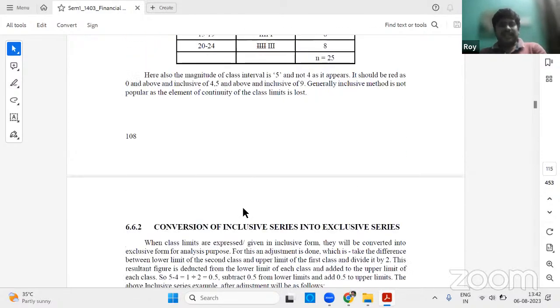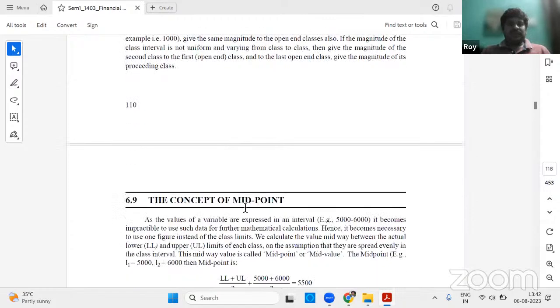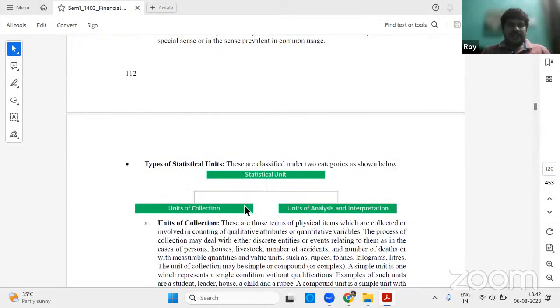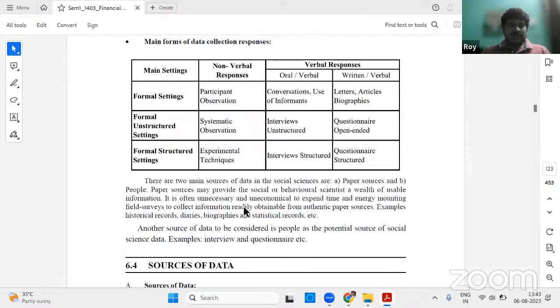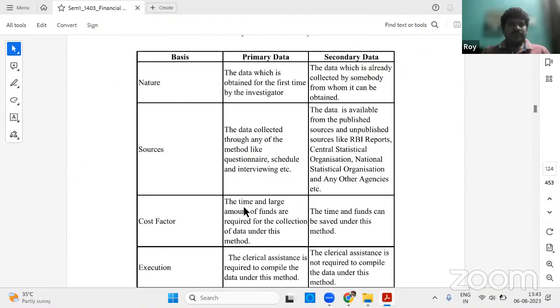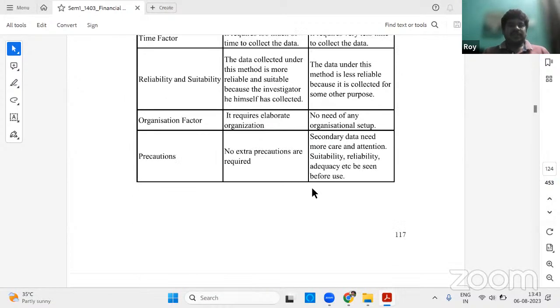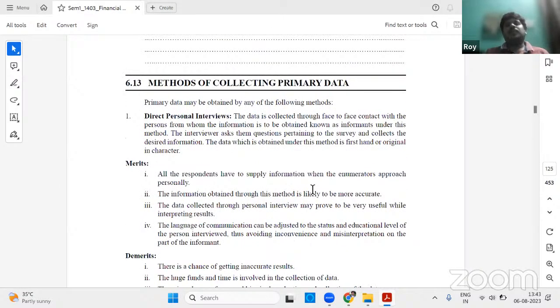Now, after seeing the data and the class limit and all that, let's go into the primary and the secondary data. Already I gave you a brief introduction about that. Already we have seen the difference between primary and secondary data. Now, methods of collecting primary data. This is a very important thing.